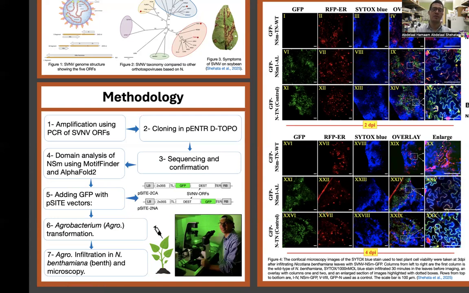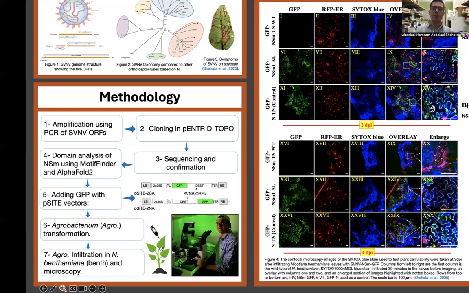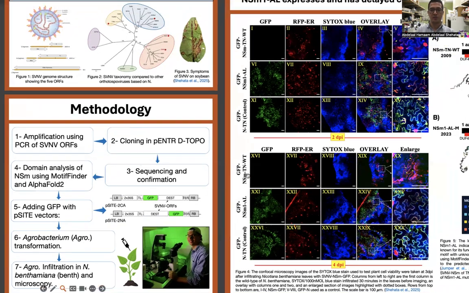And then we used some tools to analyze the domains of NSm, using the Motif Finder and AlphaFold. And then we fused them with GFP at both the C and N terminus, as we see here. Then we moved those constructs into Agrobacterium tumefaciens for infiltration. And then we infiltrated Nicotiana benthamiana. It's a plant model that can be infected by SVNV. And then we finally used the confocal microscope to take images.